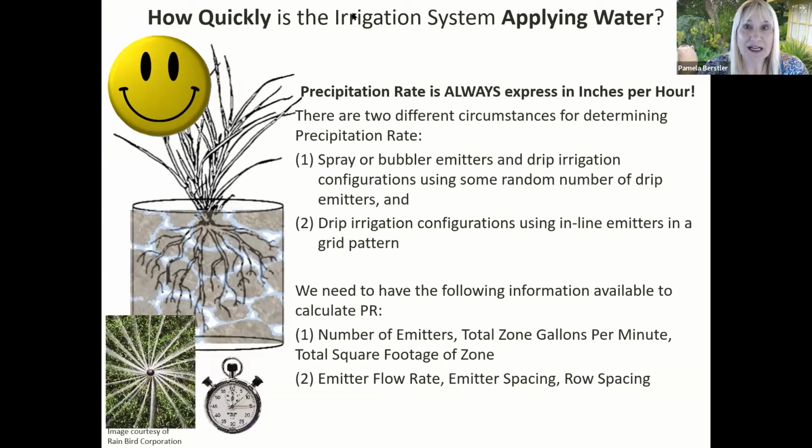Now, we're going to take a detour. So just let's clear our head for a second. The detour is through precipitation rate land. So precipitation rates, they're a critical part of irrigation scheduling.